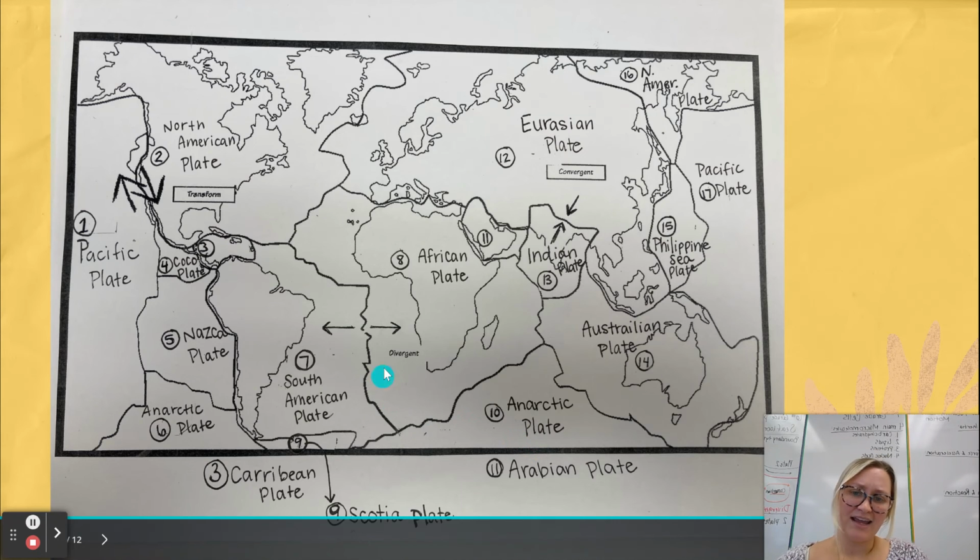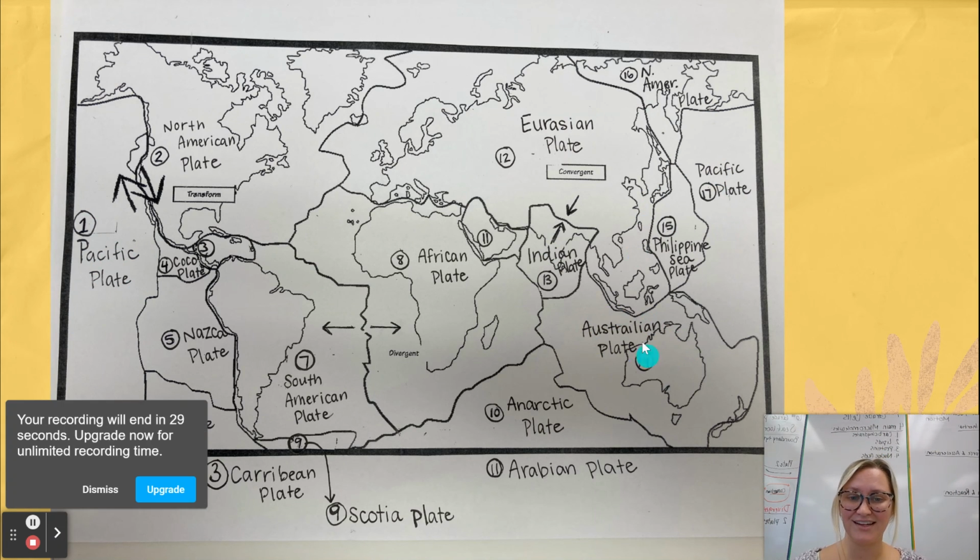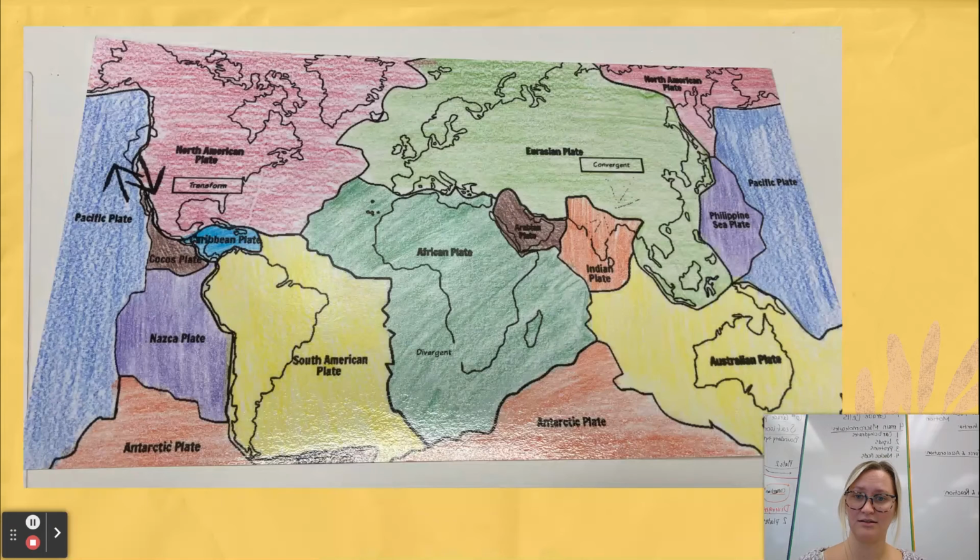A lot of them were like, hey, Africa's plate looks almost exactly like Africa. It's a very similar shape, which I thought was really observant of them. Another one that they knew was the Pacific plate because they knew that this is the Pacific Ocean, as well as over here. Obviously, Australia, again, they know that continent, so they were able to name that plate.